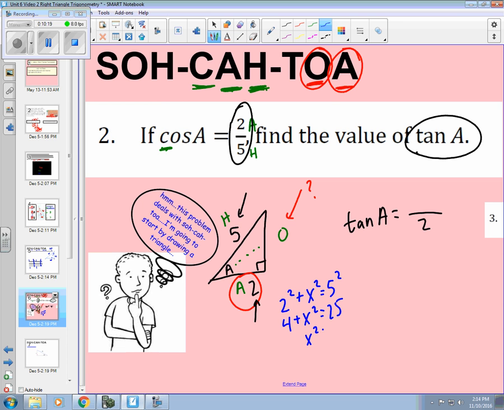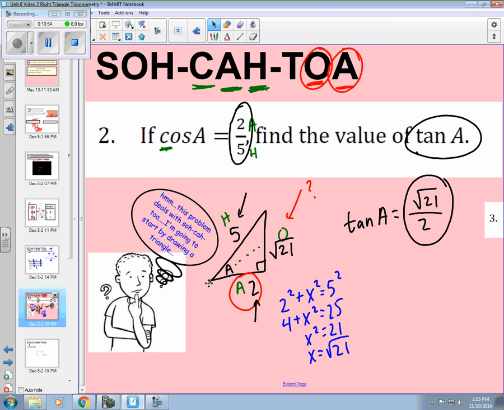Subtract 4 from 25, we get 21. Take the square root of 21. 21 is not a perfect square, and there's no perfect squares inside of that. So in this case, what we're going to do is just leave that as square root of 21. It's going to come out to be probably something around 4 point something, but rather than write that out as 4 point something, we're just going to leave it as square root of 21. So the exact value of tangent of angle A in this problem would be the square root of 21 over 2.